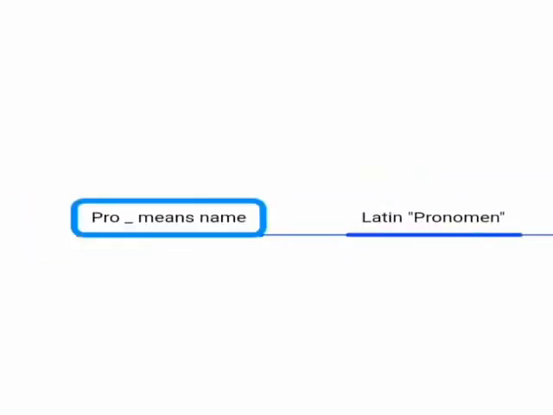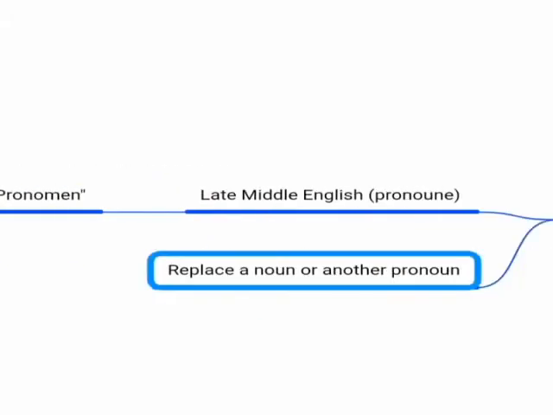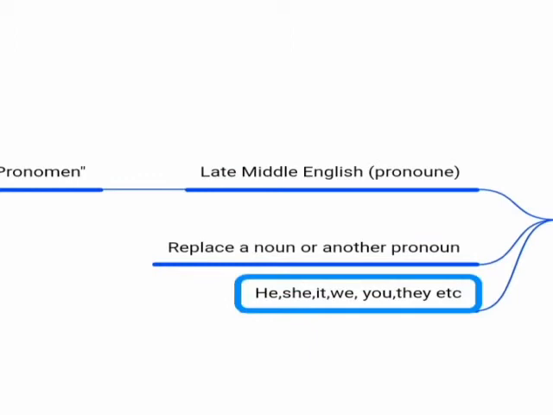The next part of speech is pronoun, which comes from the late Middle English pronouny and another Latin word pronomen, which comes from 2 words. The first is pro, means name, and the next is nomen, means naming. It is used to replace a noun or another pronoun. For example, he, she, it, we, you, they.